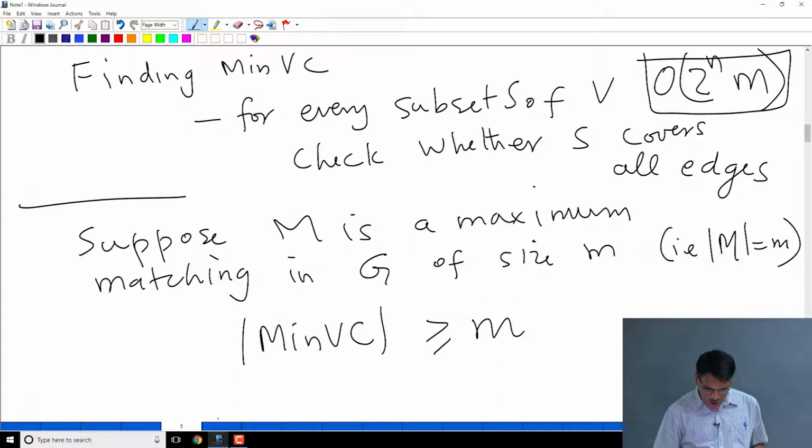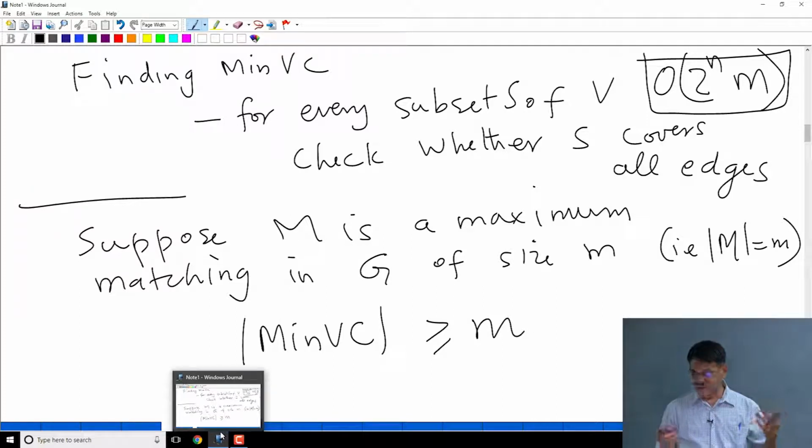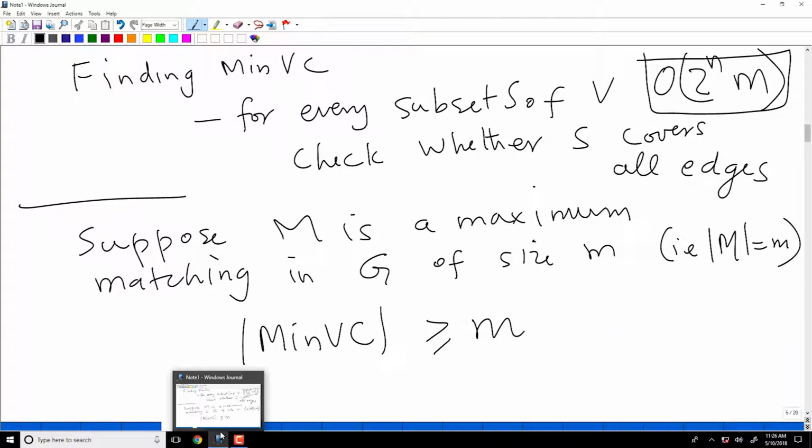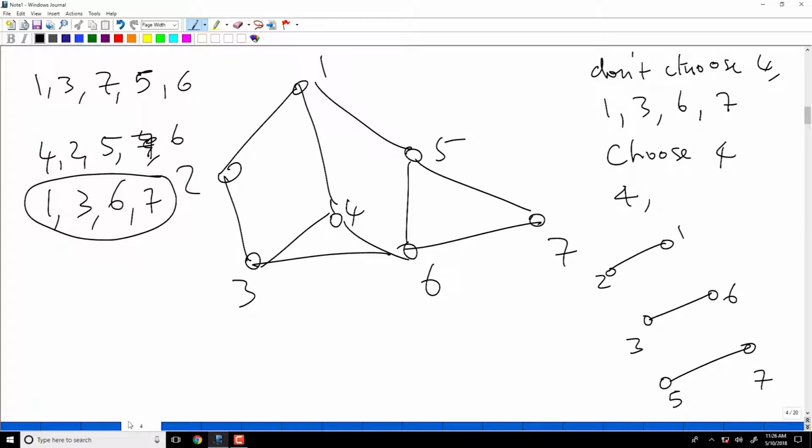Good. So now, are there examples where the minimum vertex cover is strictly more than m? Let's go back to our example. What is the maximum matching in this graph? There is a node which is connected to everything.